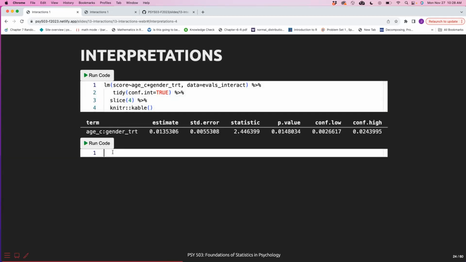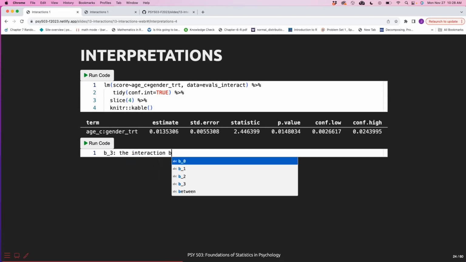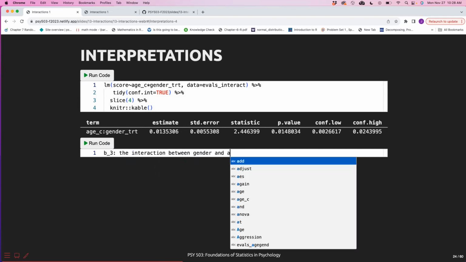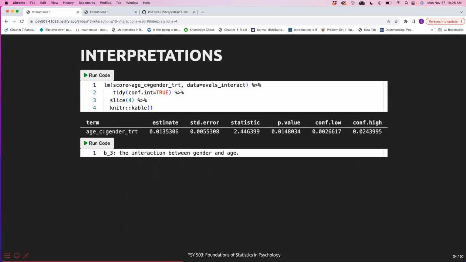So what about b sub 3? This is our interaction term. Does anybody want to take a stab at what the 0.013 represents?